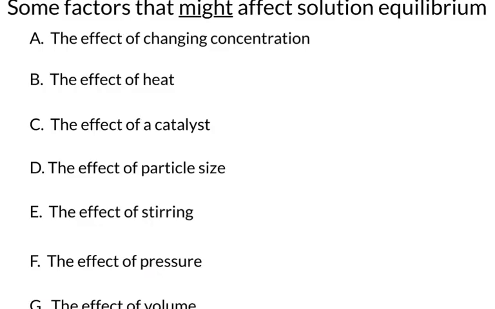So we're going to look at each of these different things that might affect the solution equilibrium. Not all of them actually have an effect, but we're going to look at each one individually. We'll start with the effect of changing the concentration of the reactants and/or products. Then we'll look at the effect of heating the solution or cooling it. We'll look at the effect of a catalyst, the effect of the particle size, the effects of stirring, the effect of pressure, and finally the effect of volume.